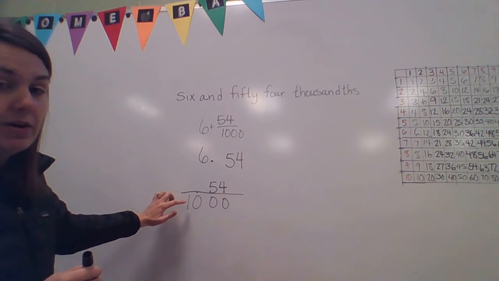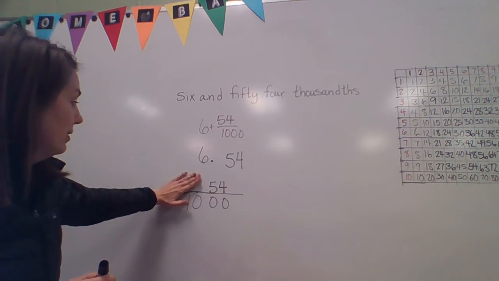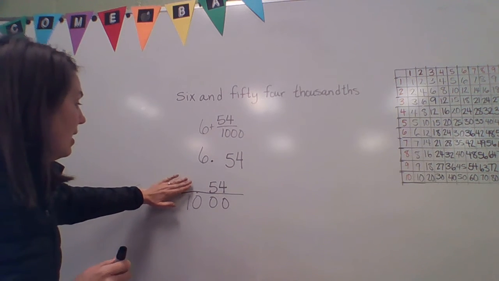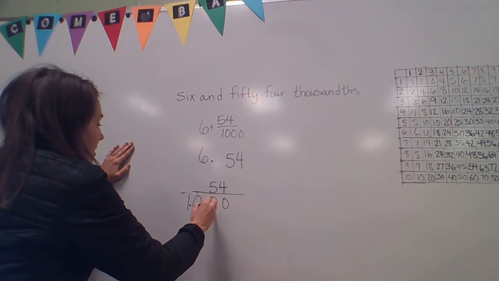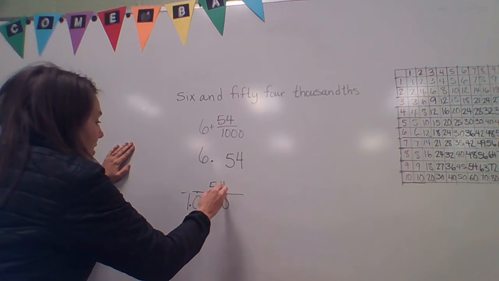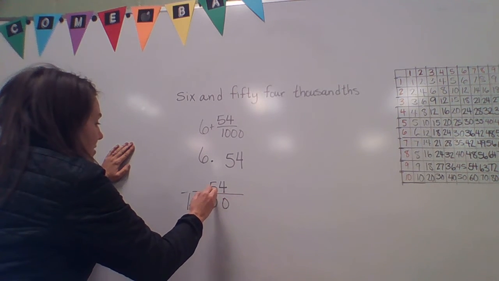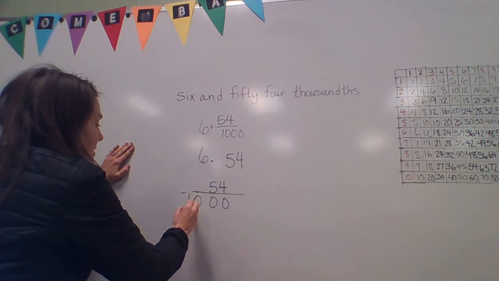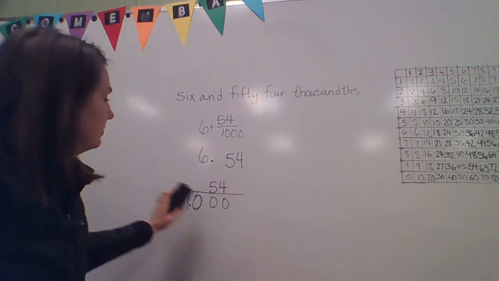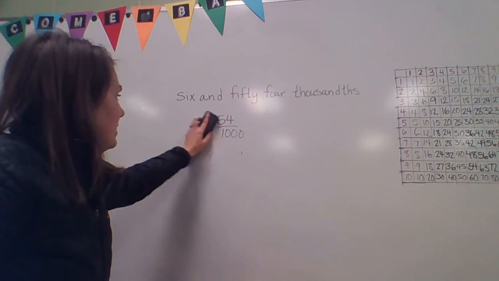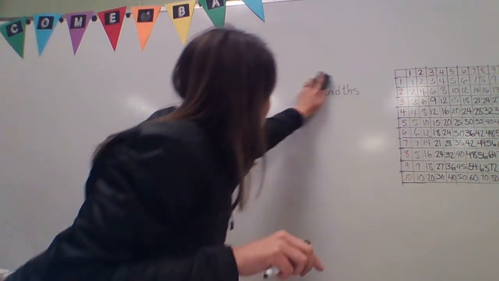So 54 out of 1,000, if I were to line that up by place value, I'm going to have tenths, hundredths, thousandths. 4 would go in the thousandths place, 5 in the hundredths place, and a 0 in the tenths place. Okay. Boy, decimals are hard work.